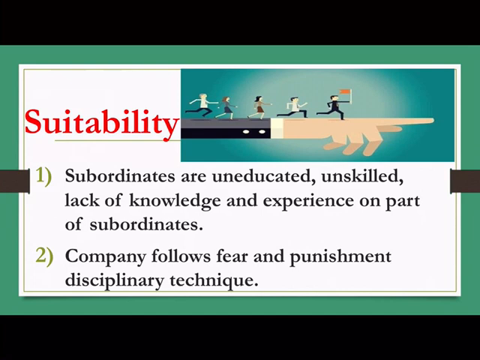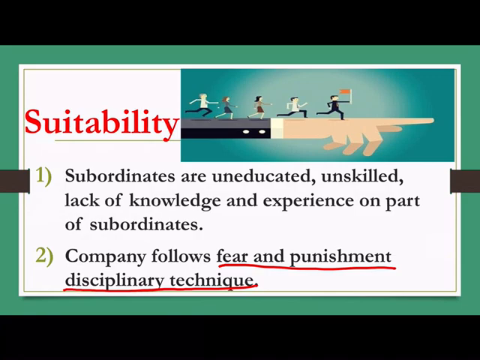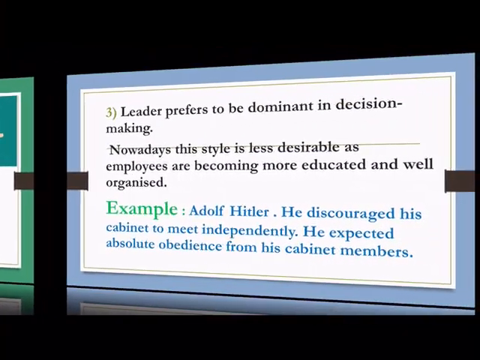Second is, the company follows a fear and punishment disciplinary technique. If a company has this approach of fear and punishment disciplinary technique, then the autocratic style of leadership is suitable for those types of companies where fear and punishment disciplinary technique is followed. So not for all types of companies.